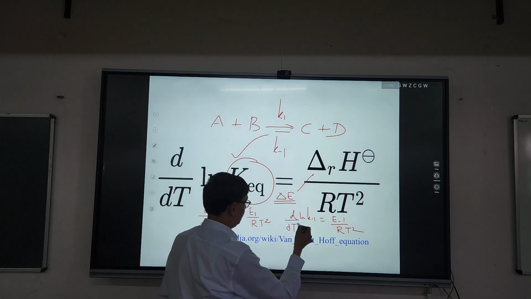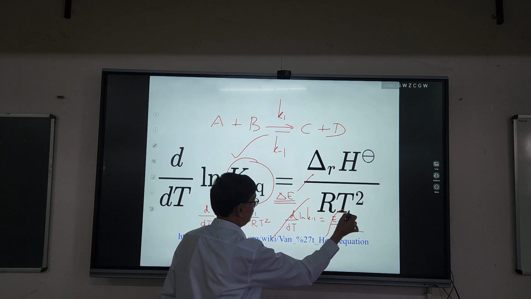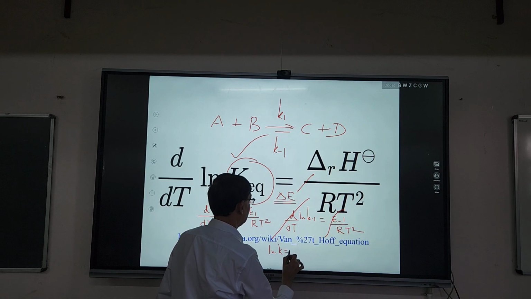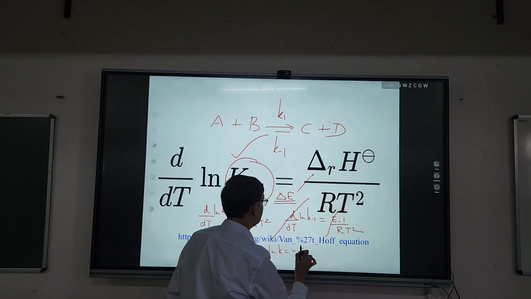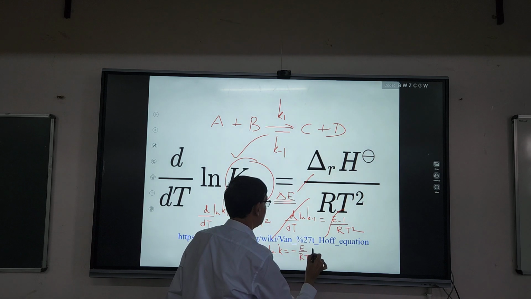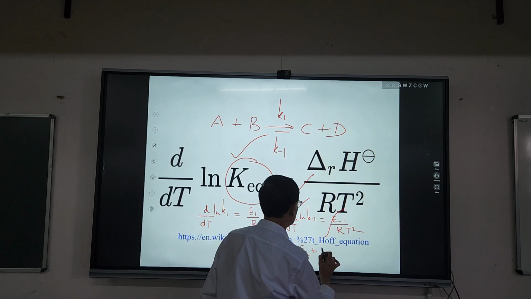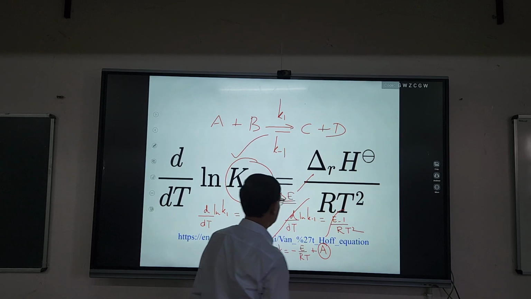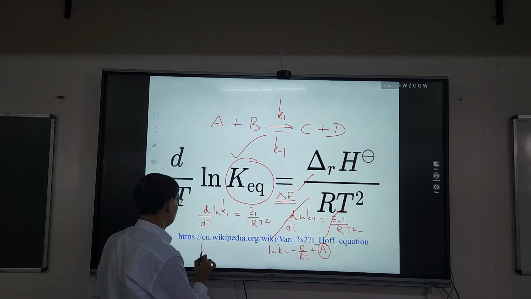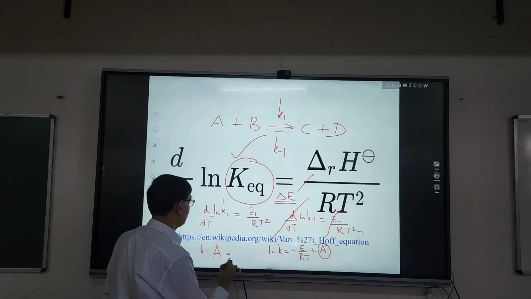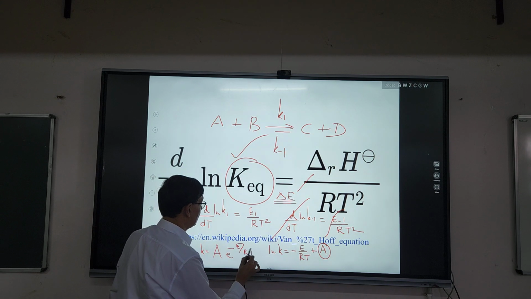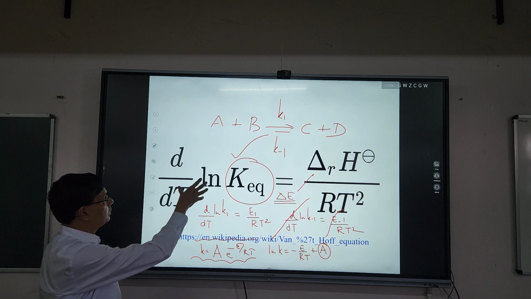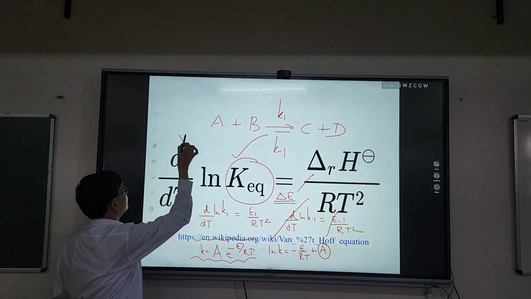And if I just integrate it, I will get the natural log of k equal to minus E by R T plus a constant. You all know this is the pre-exponential factor. So k is equal to, but we will not study these things. So credit goes to Van 't Hoff.